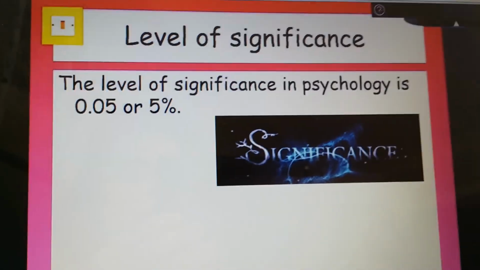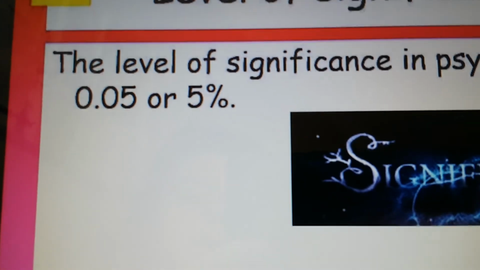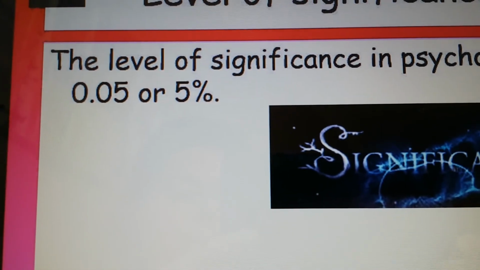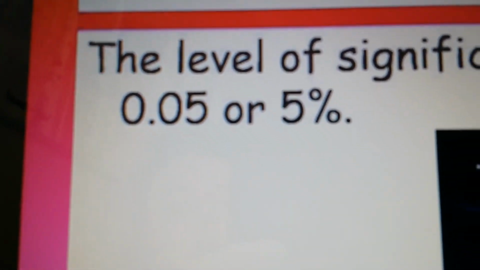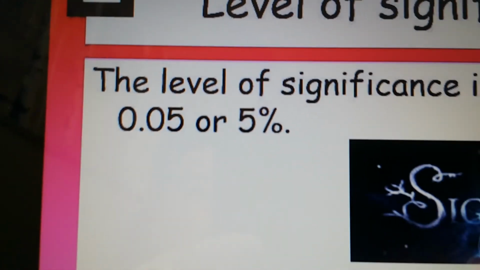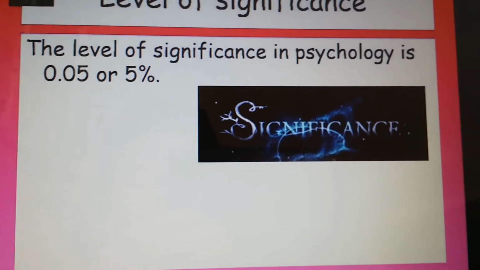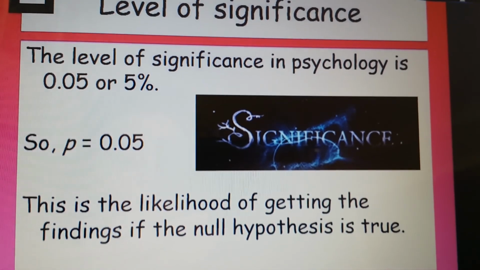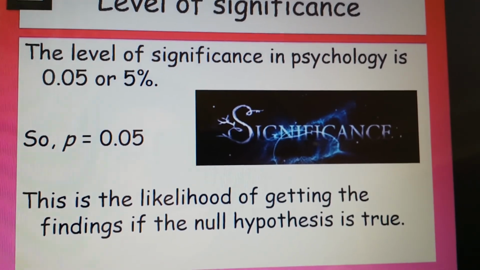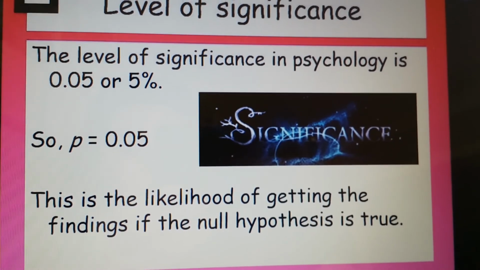So, the level of significance always used in psychology is 0.05 or 5%. If the exam paper does not tell you otherwise, this is what you are to use. You need to know why this is the case, and you should know this already from looking through your notes. So therefore P equals 0.05, and this is the likelihood of getting the findings if the null hypothesis is true.